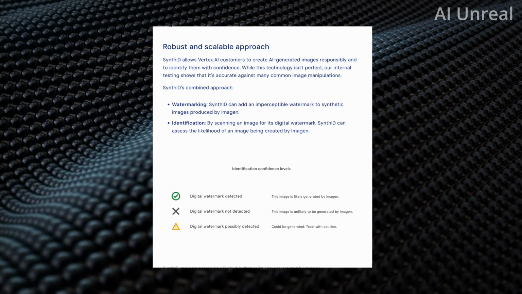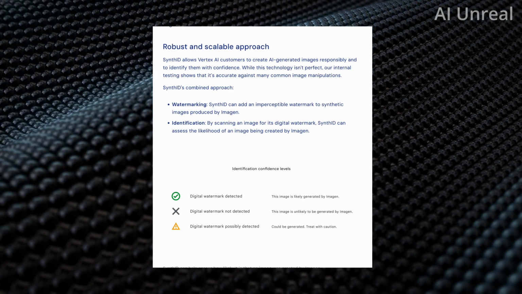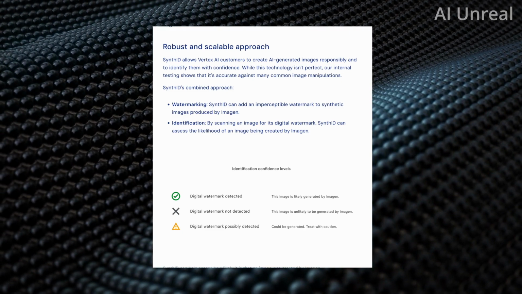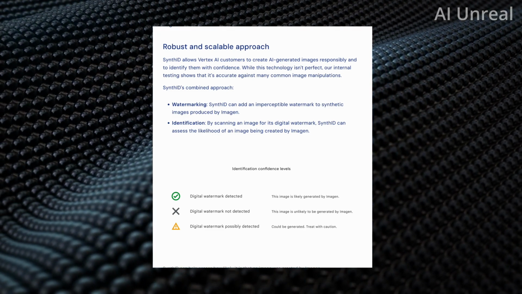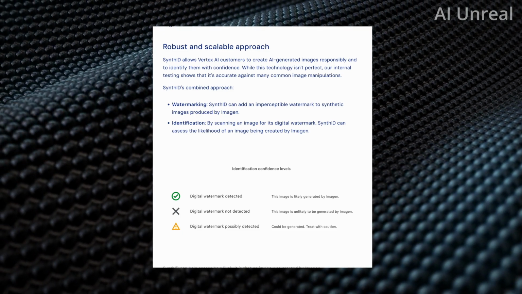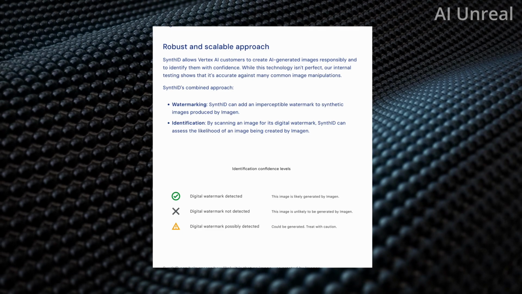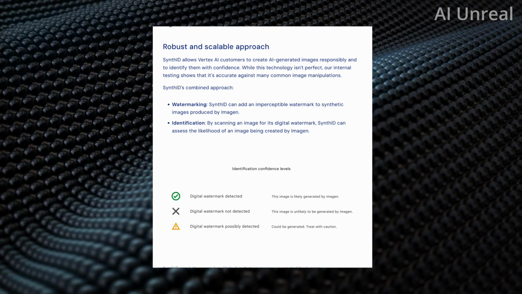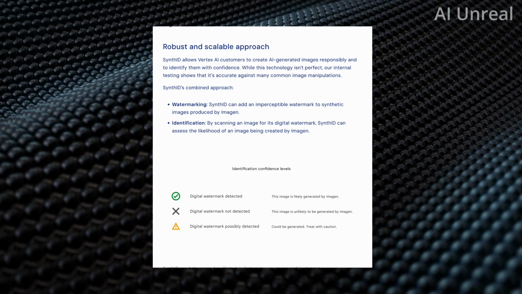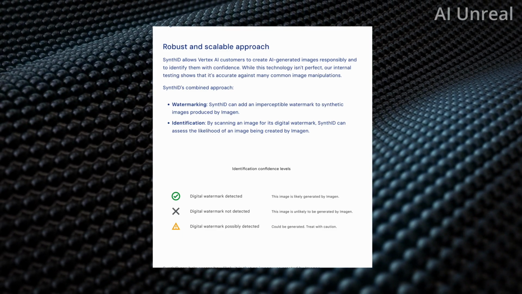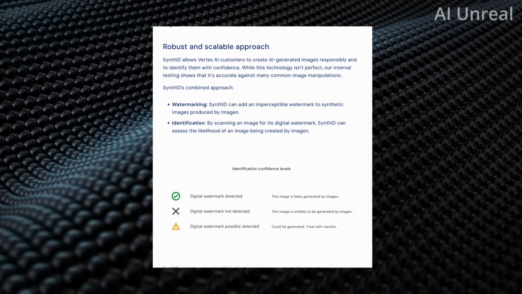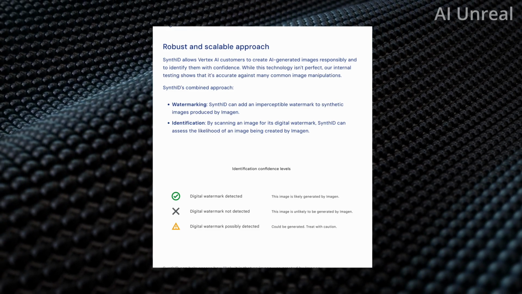So you can actually utilize this if you are a Vertex AI customer, and basically you can do the watermarking as well as identification. If you want to add a watermark to your synthetic images, you could, as well as identify ones as well. And basically you can see the levels. Digital watermark was detected, which means it's at least very likely that it was created by AI. Then they have not detected, and then possibly detected. So again, these are the three levels. It either is, it's not, or it's maybe.